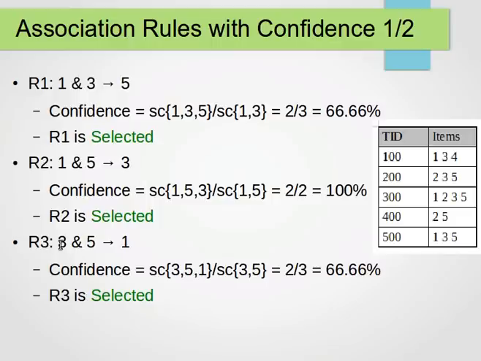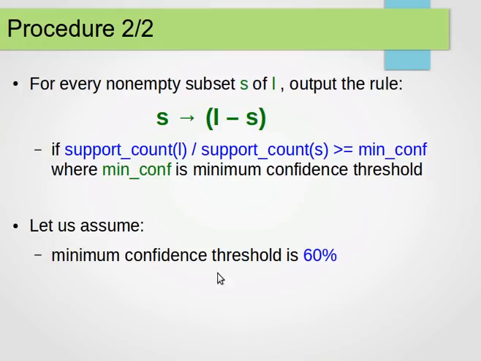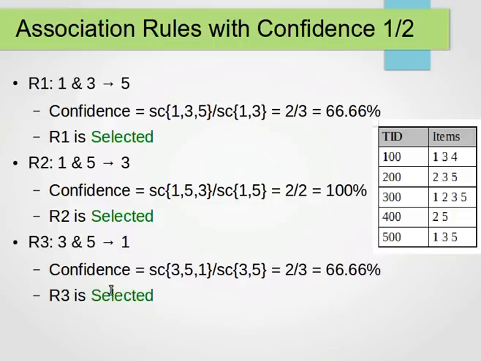Now, for the third rule, if we have 3 and 5, then also recommend 1. We compute the support count of {3,5,1}, which is the same as before, 2. And the support count for S now, which is {3,5}. 3 and 5 appear once, twice, 3 times. So it's 2 over 3. Again, 66.66%. It's larger than the minimum confidence threshold. So we keep it.